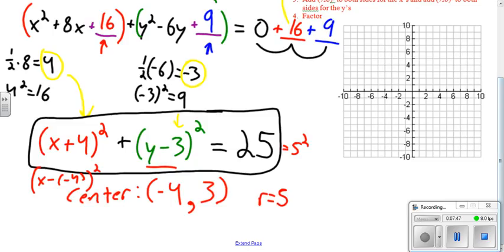So now we just need to plot those points. Center at -4, 3. Find our radius by counting 1, 2, 3, 4, 5 over to the left, 5 to the right, 1, 2, 3, 4, 5 up, 1, 2, 3, 4, 5 down. So that's our points. Now we just connect all of our points. And we have graphed our circle.